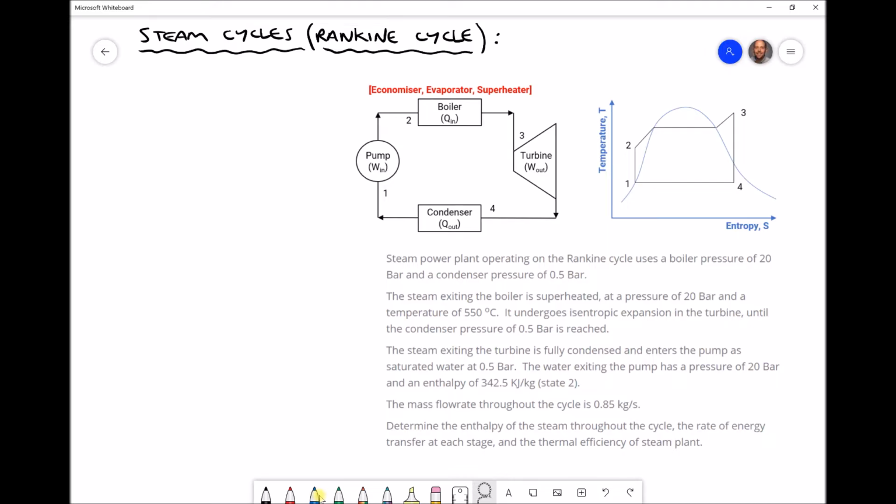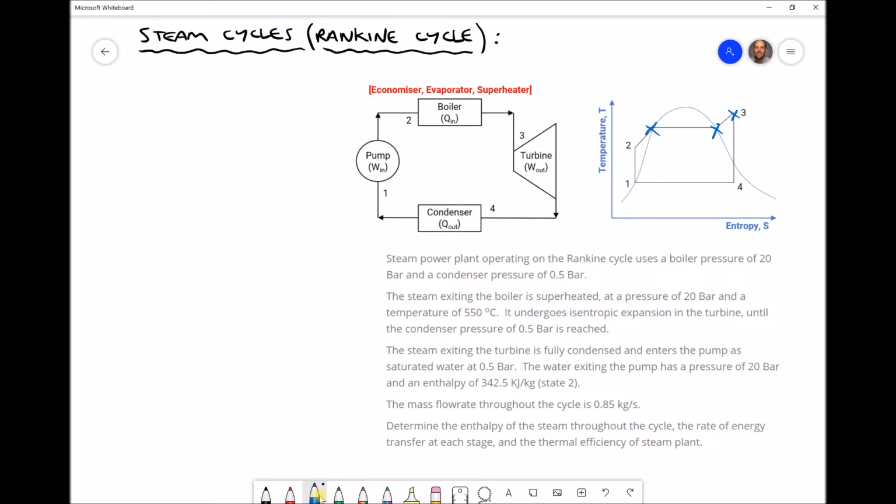So position 1 is the entrance to the pump. We increase the pressure of the water, and we have water entering the boiler. The water is then heated until it reaches the saturated liquid point, here on the temperature entropy diagram. And we continue heating that water until it changes state from wet saturated vapour to dry saturated vapour at this point here. If we continue to apply heat to that steam, we're going to eventually end up with superheated steam at position 3. So in the boiler, we heat the water, we evaporate the water until it becomes steam, and then we superheat that steam.